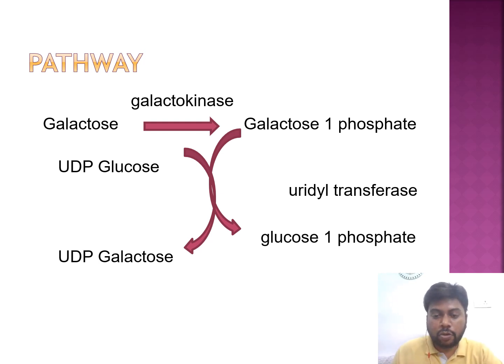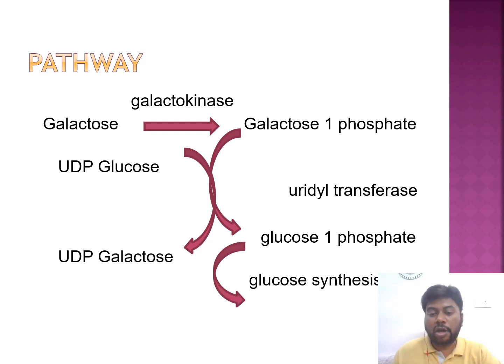Now, the glucose 1-phosphate thus formed has three different fates depending on the blood glucose level. If the blood glucose level is very low, the glucose 1-phosphate will be utilized for gluconeogenesis, that means for glucose synthesis. Glucose 1-phosphate will be converted to glucose 6-phosphate by the enzyme mutase, and that glucose 6-phosphate in turn will be converted to glucose by the enzyme glucose 6-phosphatase, which is specifically present in the liver. So this is what happens when the blood glucose level is low.